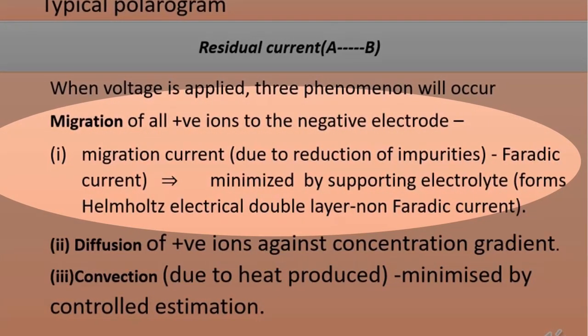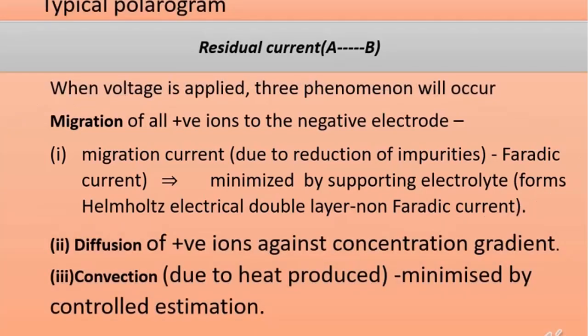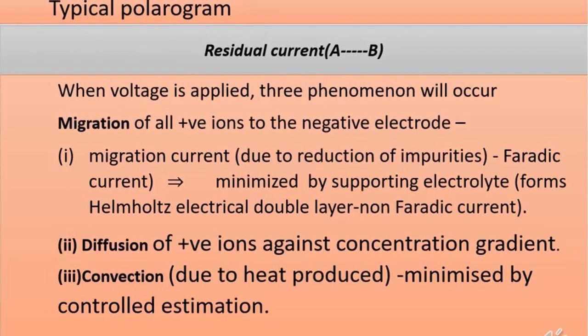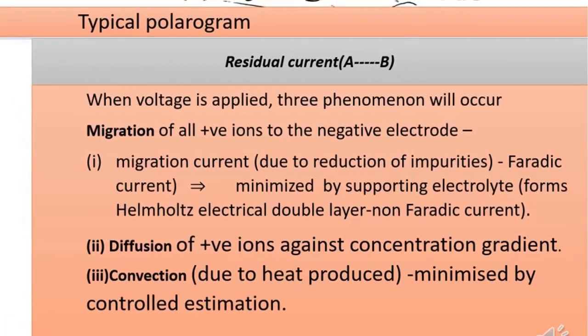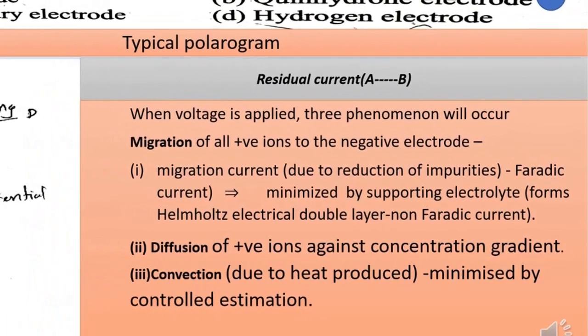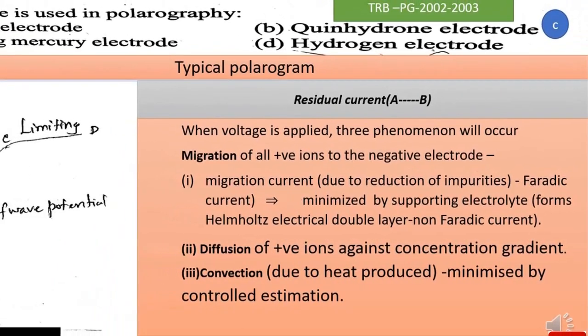Another one is polarization. The movement of the analyte positive ions towards the DME is prevented by the supporting electrolyte because it is in excess quantity. So it forms a Helmholtz electric double layer around the small dropping mercury drops. So it is a non-Faraday current. So the migration current is due to the reduction of the impurities present in the analyte and the formation of the Helmholtz electric double layer by the supporting electrolyte. So what about the analyte? The movement of the analyte towards the cathode is prevented by the supporting electrolyte.